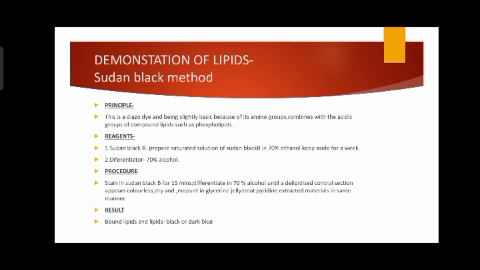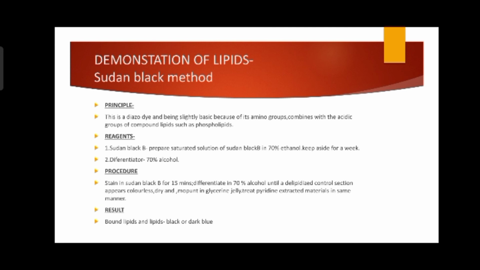Let us see the principle. The Sudan black method is widely used for the demonstration of lipids, and Sudan black B is a fat soluble diazo dye that can be used for staining of neutral triglycerides and lipids. They are slightly basic because of the amino group, and it combines with the acidic group of compound lipids such as phospholipids. So the coloration of lipids by any oil soluble dye depends upon the reagent dissolved in lipids.